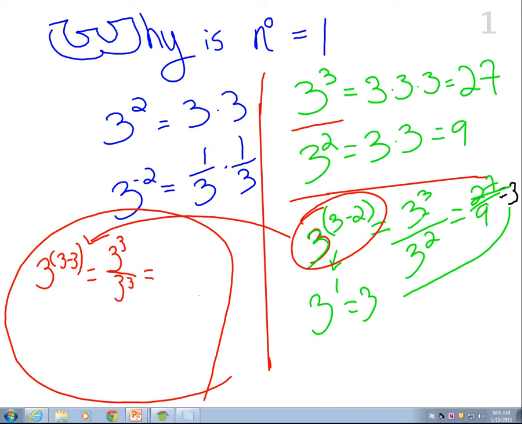Now, when you have a fraction with the same thing in the numerator and the denominator, what is that equal to? 1. And when you have 3 minus 3, what do you have? 0. Therefore, 3 to the power of 0 equals 1. So if it was 10, 10 to the 0, 1,536,812 to the power of 0 equals what? 1. Beautiful.